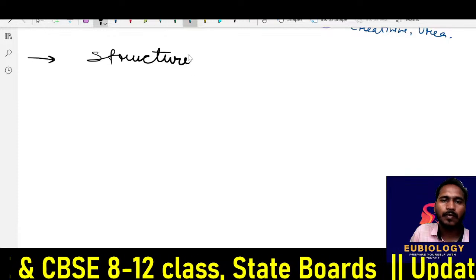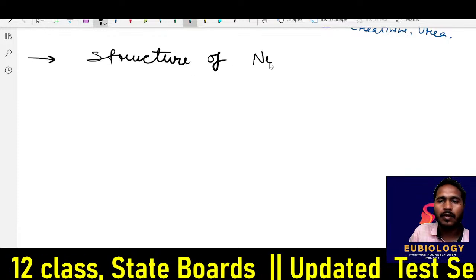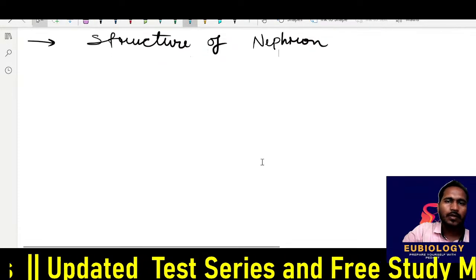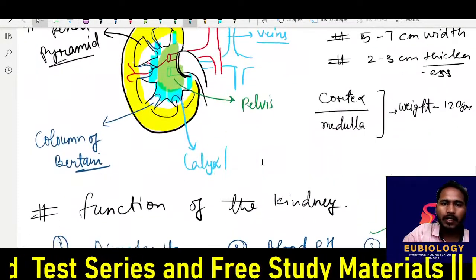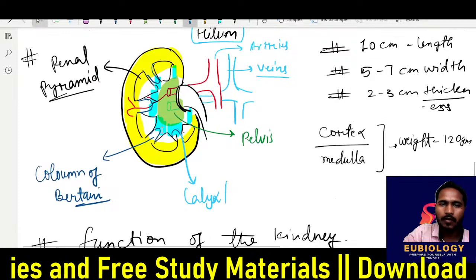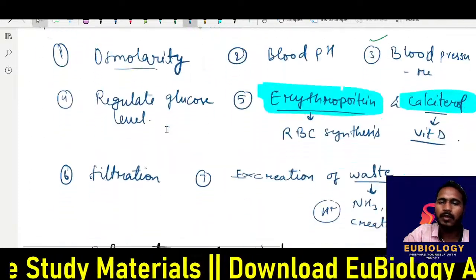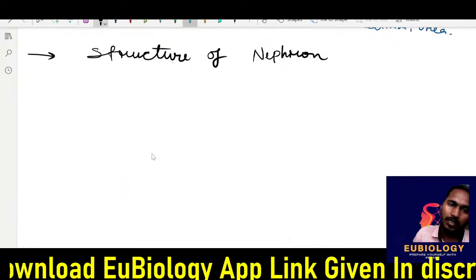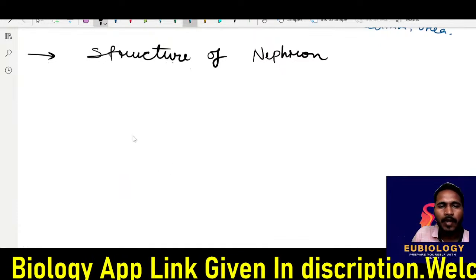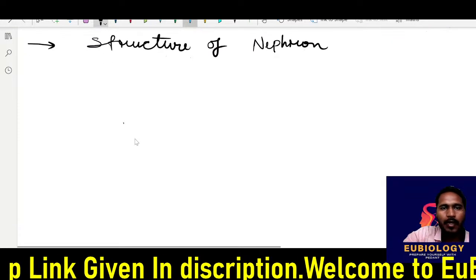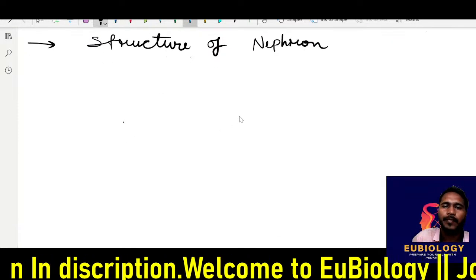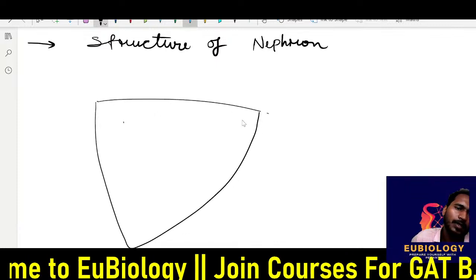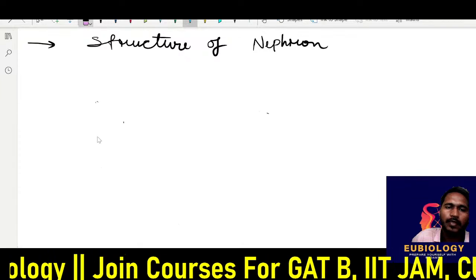Structure of the nephron. For the past 10 to 20 years, they didn't ask questions like what is the structure of the kidney, or what is the length or width of this. They will ask questions from the structure of the nephron or the blood and urine formation. So suppose I am going to make a renal pyramid. Okay, this is my renal pyramid, and here, wait, leave this renal pyramid.